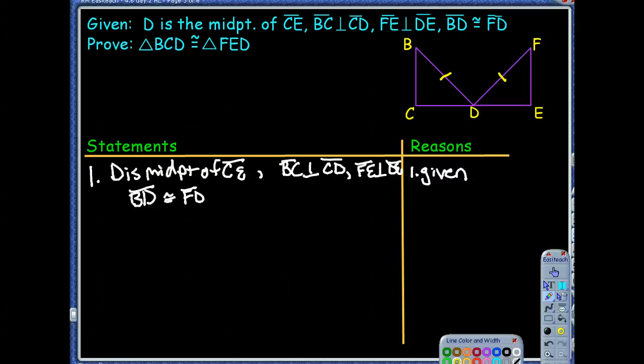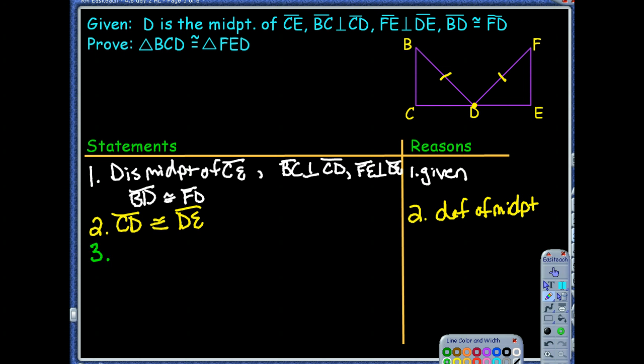Let me start with the first part of the given. D is the midpoint of CE, so that means segment CD is congruent to segment DE, because of the definition of midpoint. We've used this a lot. Labeling that, I'm taking a look: if I want to prove two triangles congruent using any of the reasons we've learned up to today, I have to prove three pairs of congruent pieces. We've got really two, and I'm going to mark these on here now too.